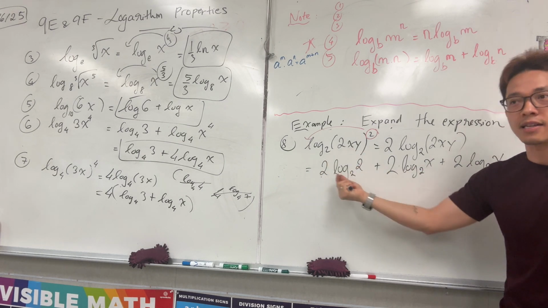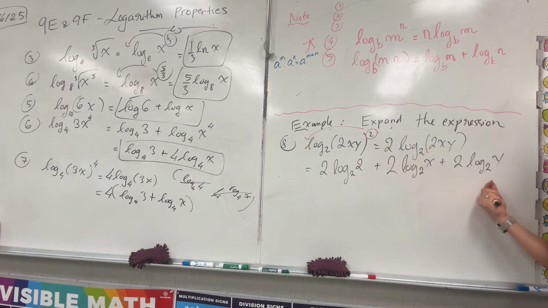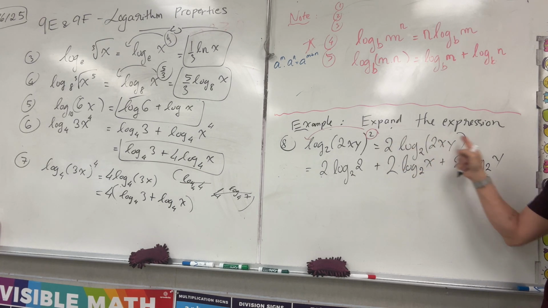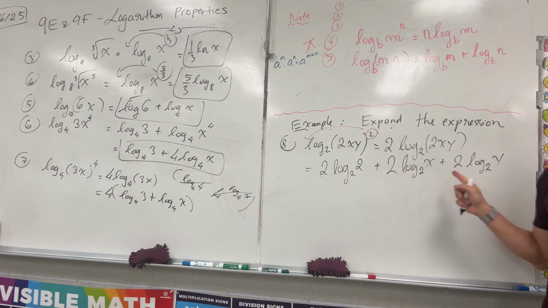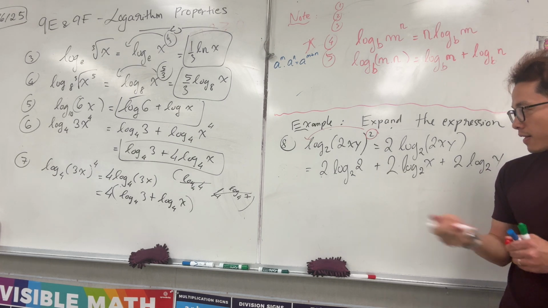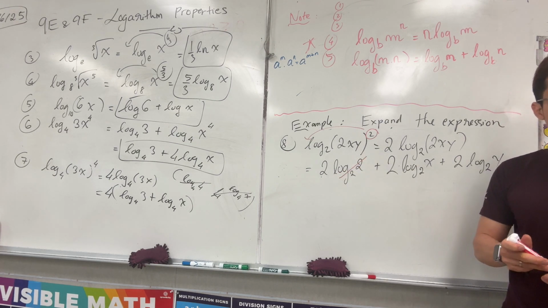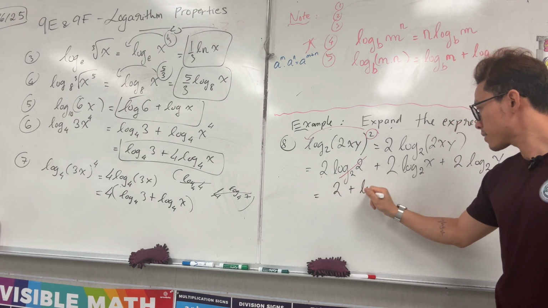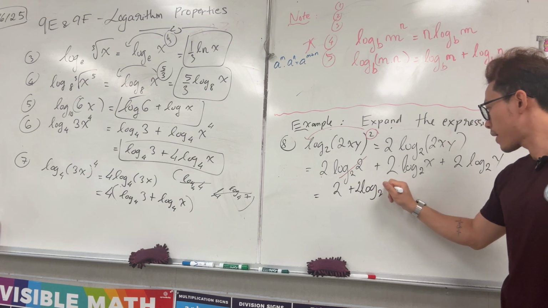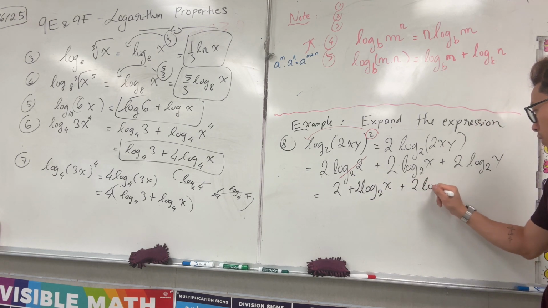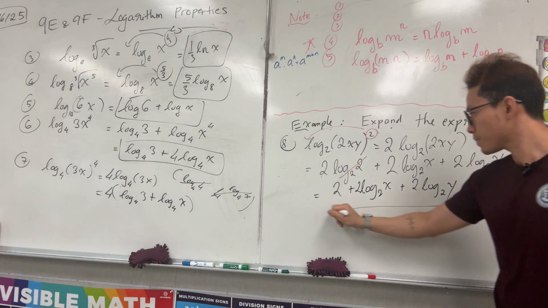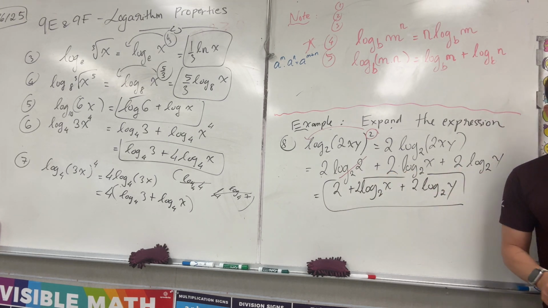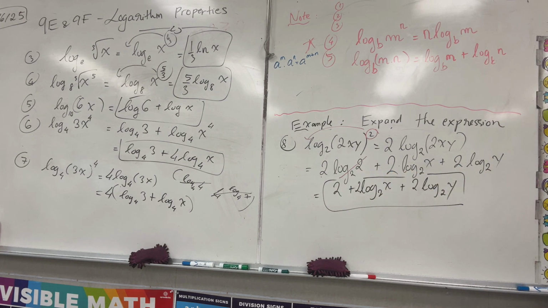So she did the mental math, she just distributed everything. That's also good, right? Because the 2 applies to everything. You can also do 2, 2, 2 here. Log base 2 of 2 is equal to 1. So you only have 2 plus 2 log 2 x plus 2 log 2 y. Good job. Let's give Herma 1 point. Make sense?